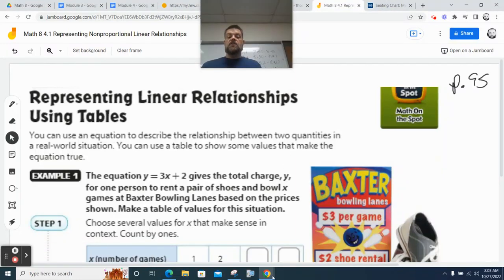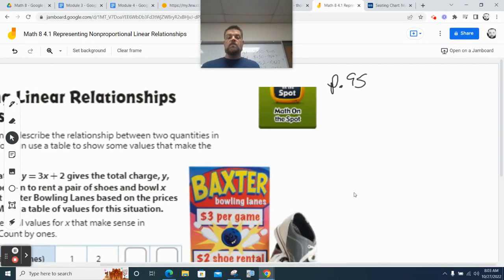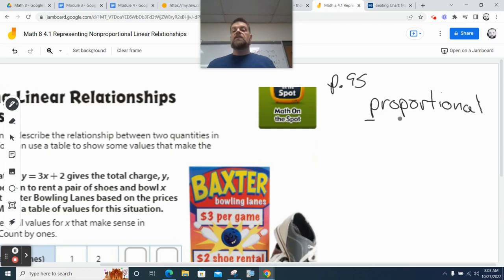All right, so what I want to do is just somewhere in your book, maybe off to the side, I'm going to draw a couple things. So today we're going to talk about non-proportional versus proportional. So in module 3, we talked about proportional relationships. And I want to talk about a couple of things.